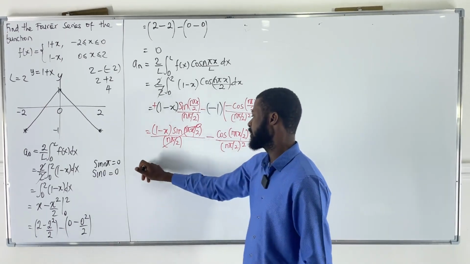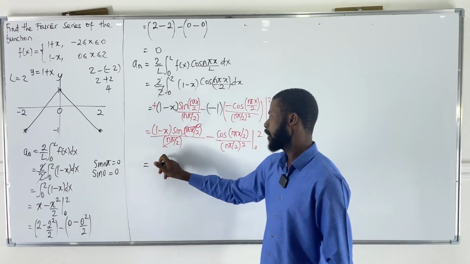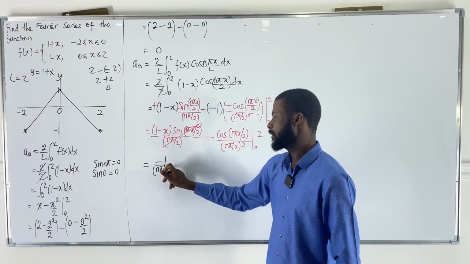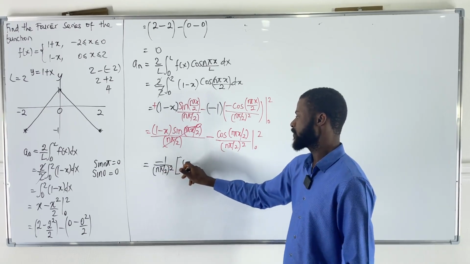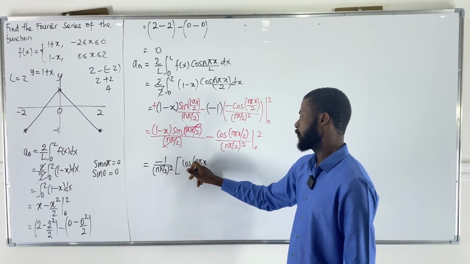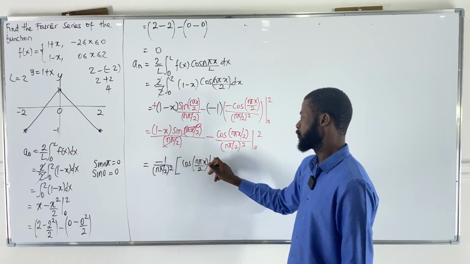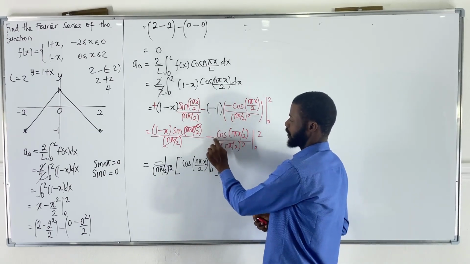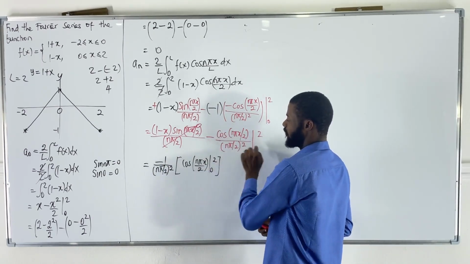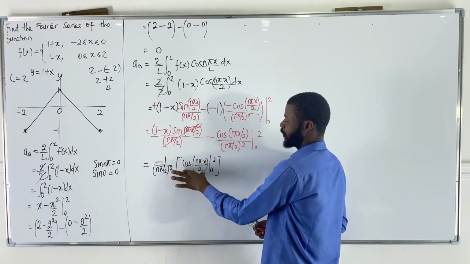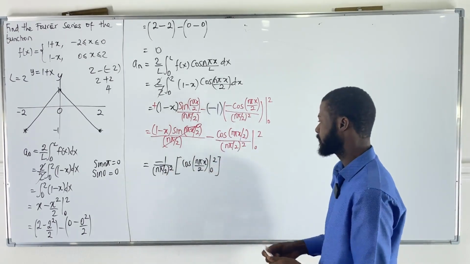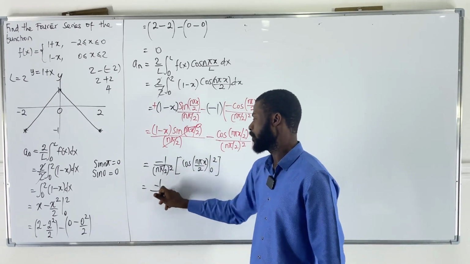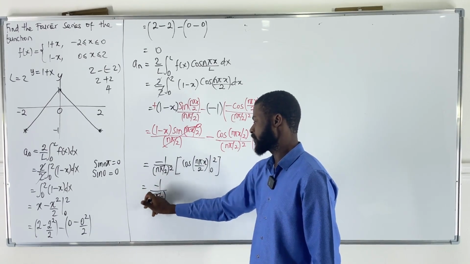So what I'll do is to say this is equal to minus 1 over n pi over 2 squared, then into cos n pi x over 2 from 0 to 2. So what I basically did was this minus, I put it here, so it's minus 1 over this expression, then I put this one separate. So it's still the same at the end of the day. Now anywhere I see x, I'm going to be putting 2. So this is minus 1 over n pi over 2 all squared.